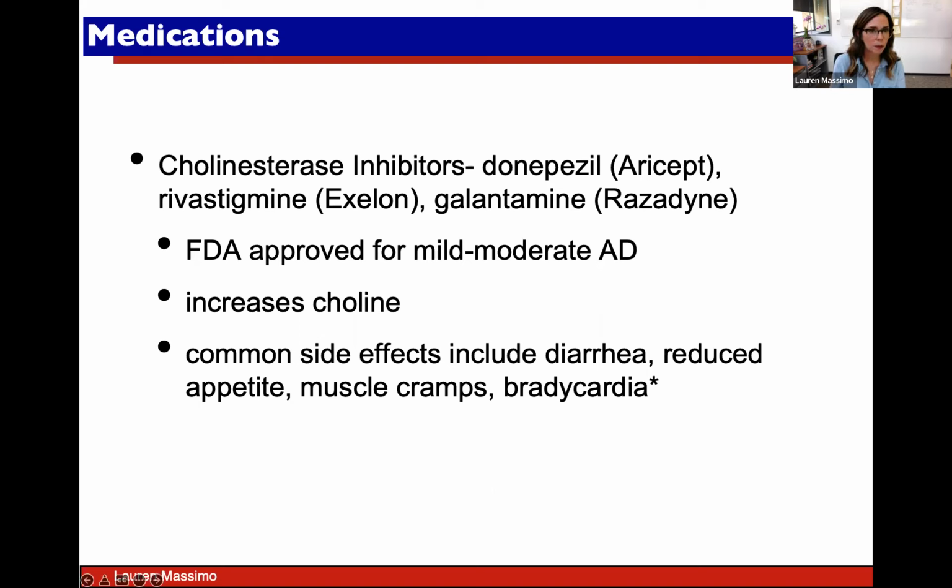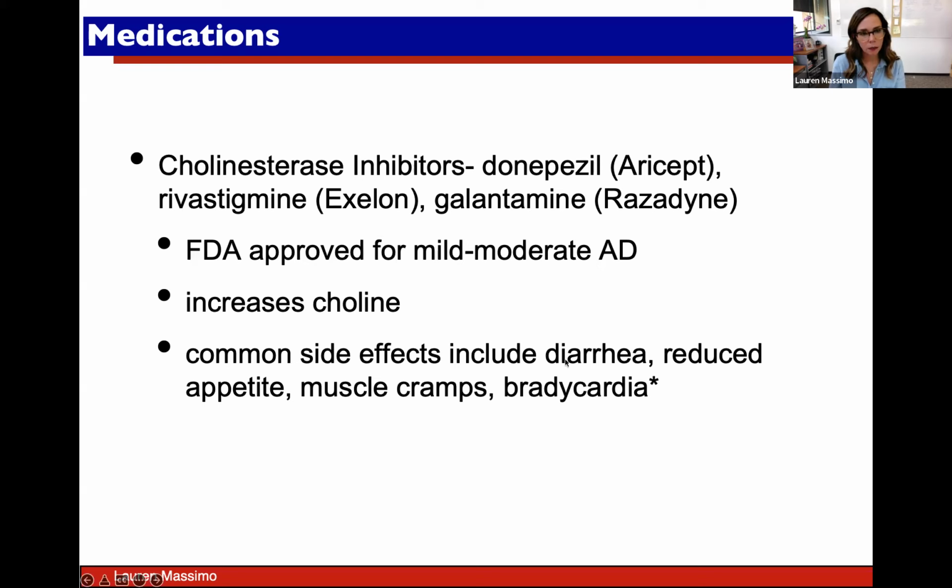So for example, donepezil is once a day dosing, where galantamine may be once or twice a day dosing. Other medications can come in the form of a patch and can be useful for patients who don't tolerate pills. So again, these medications are currently approved for mild to moderate Alzheimer's disease.